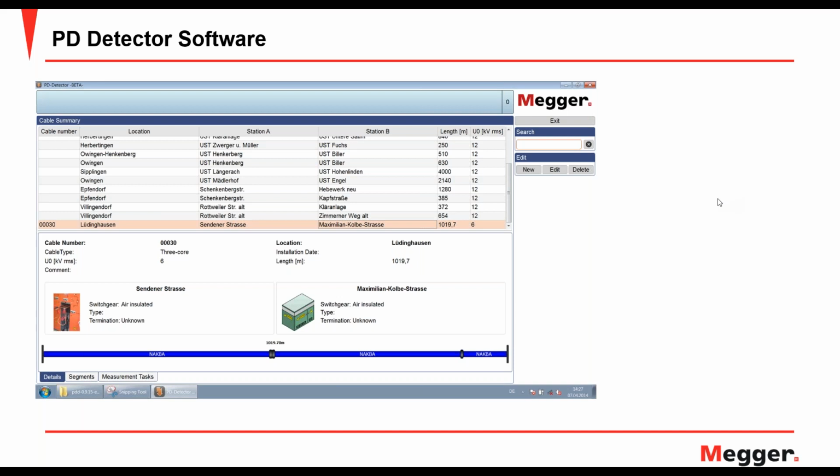Here we have the home screen, if you will, of the PD Detector software with the library up top, where you can have your cable number, the location of the cable, your station A and B, so near end and far end, and you can swap those so you don't have to rebuild the cable later. The length in meters, as well as your RMS voltage, so you can see all of that. That's all of your header information.